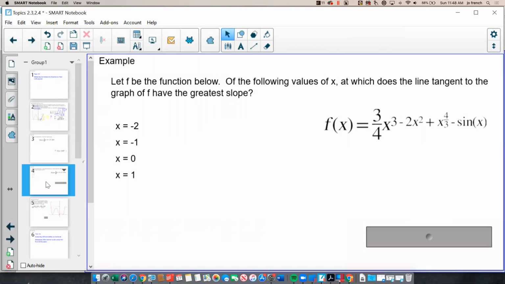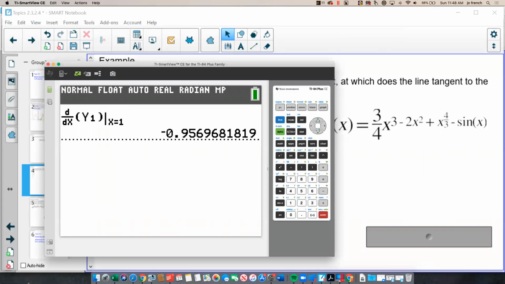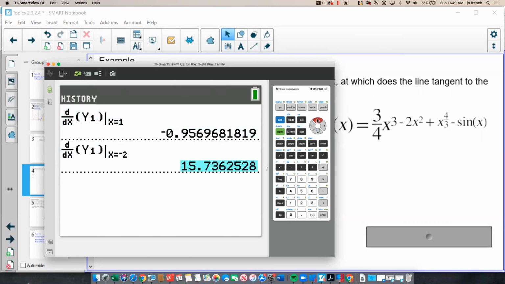If I go back to my calculator, I can go up by hitting the up arrow twice and highlight my last entry and hit enter. And now I can go back and simply change my values. We were looking at negative 2. And then I can go up again, grab it again, change to negative 1.